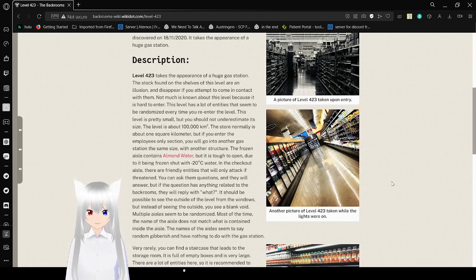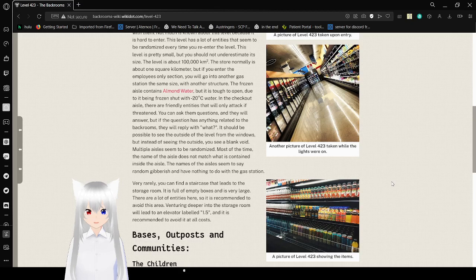It should be possible to see the outside of the level from the windows, but instead of seeing the outside, you see a blank void. Multiple aisles seem to be randomized. Most of the time, the name of the aisle does not match what is contained inside the aisle. The name of the aisle seems to say random gibberish and have nothing to do with a gas station.